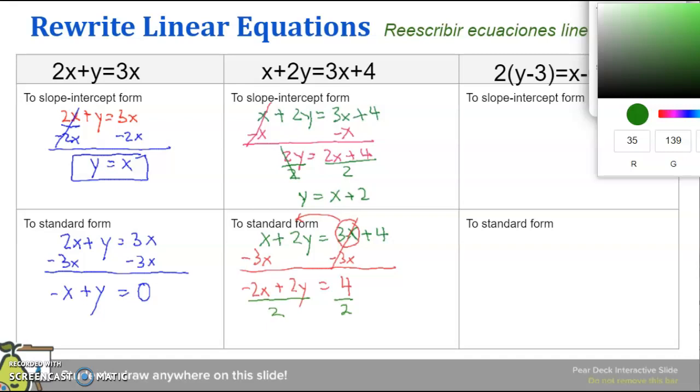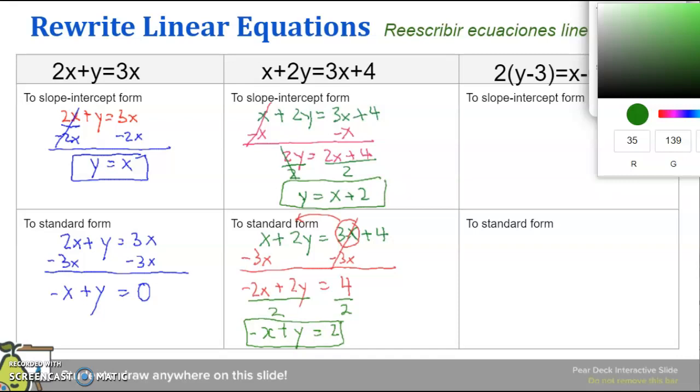So negative 2 divided by 2 is negative 1x, or negative x. And then 2y divided by 2 is just y, is equal to 4 divided by 2, which is 2. So that's my equation. Again, they look a little bit different, but they represent the same line.